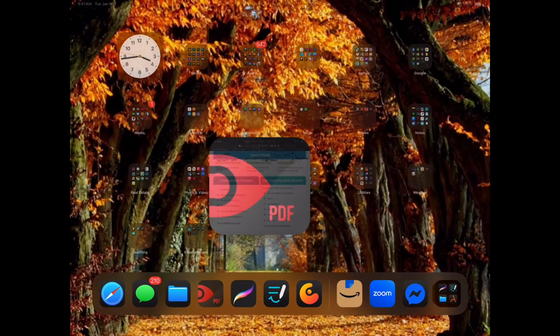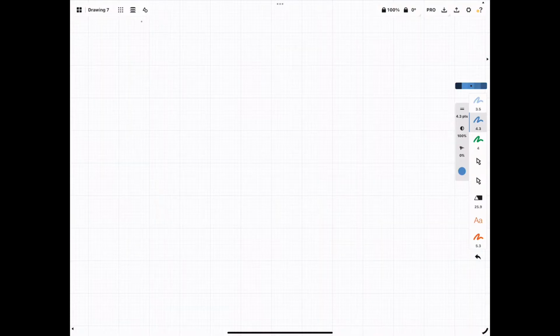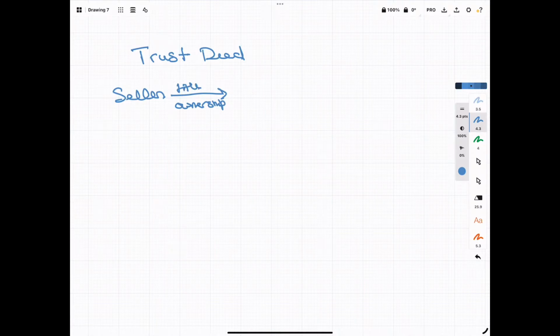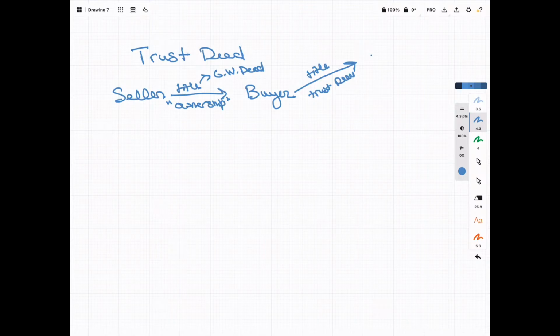It is also very common. But we know we use trust deeds when the seller gives title to a buyer, usually using a general warranty deed. Right? General warranty deed. And then the buyer gives title using a trust deed to a trustee. This is an attorney for the bank.